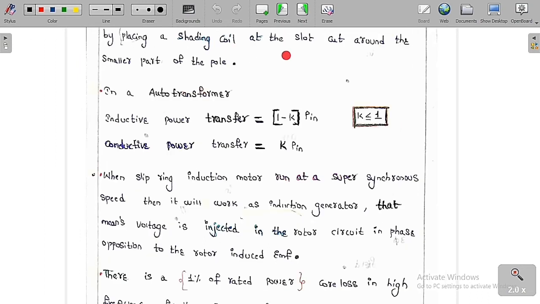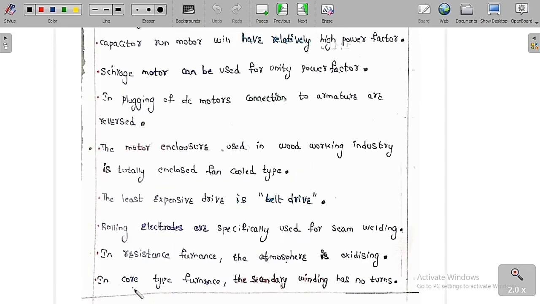By placing a short shading coil at the slot cut around the smaller part of the pole, in a core type furnace, the secondary winding has no turns. This is a very important point. This is a question only up to here.